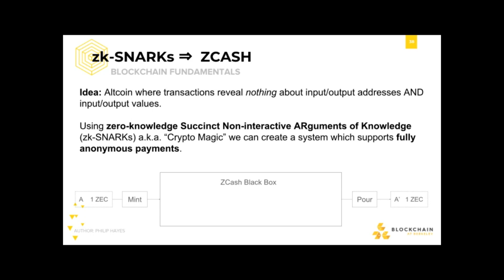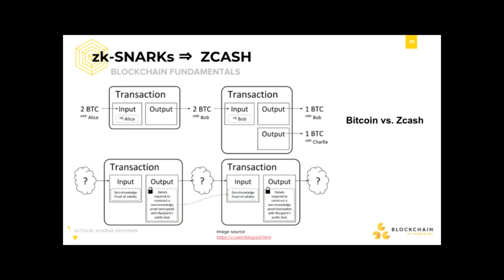So the idea with Zcash is you have a coin, and then you do what's called a minting procedure, which puts it through this crypto magic black box and gives you an output, and you do what's called a port to get some Zcash back. So it looks a little bit more like this. So a transaction on Bitcoin looks like this. 2 Bitcoins was sent from Alice to Bob. You can see the sender's address, the receiver's address, and the value.